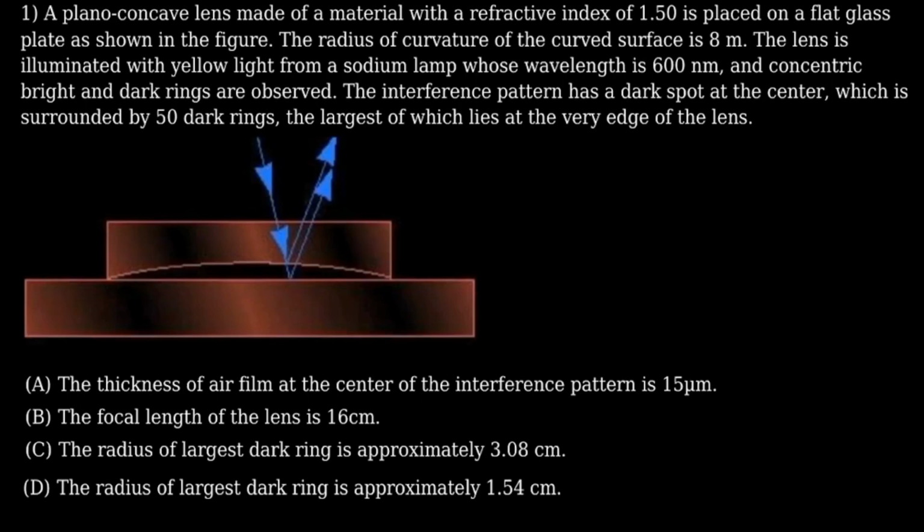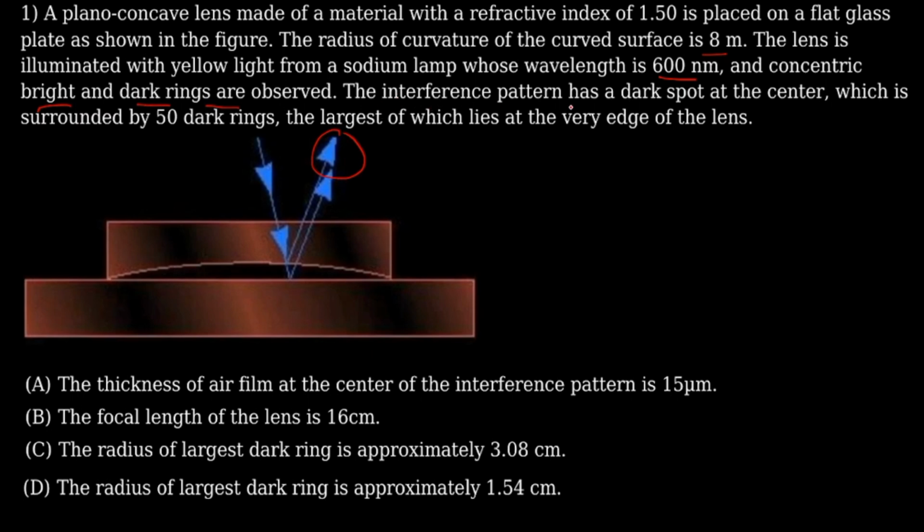Welcome all. This is a very good problem from a pre-score test based on the interference pattern. The question says a plano-convex lens made of material with refractive index 1.5 is placed on a flat glass plate. The radius of curvature of the curved surface is 8. The lens is illuminated with wavelength 600 nm and concentric bright and dark rings are observed in the reflected waves.